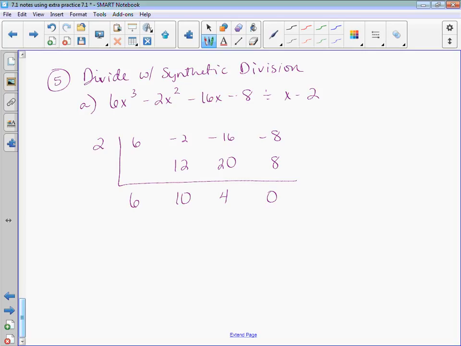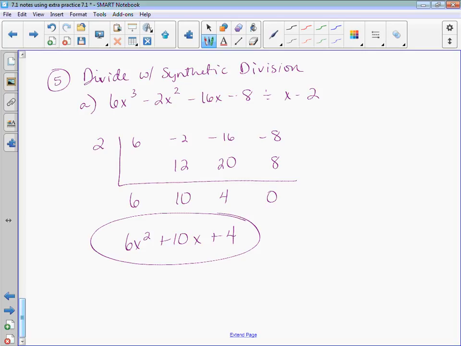Okay with that? How do you write your actual answer now, though? It's not just 6, 10, 4, 0. 6x squared, yep, plus 10x plus 4. And then the remainder. Okay, good. If you don't think that's faster than long division, I don't know what to tell you. Why do we even learn long division?